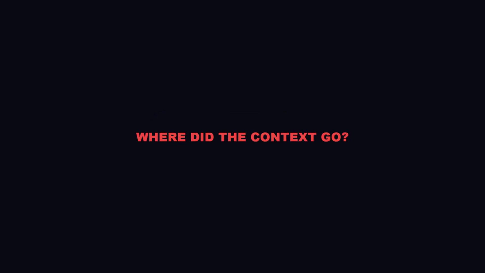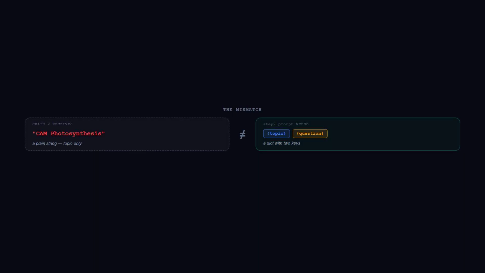Here's the trap. You chain your first model call into your second. The second call needs your original question, but it only receives the first call's output. Your original question? Gone. This is context loss, the silent killer of multi-step AI pipelines.